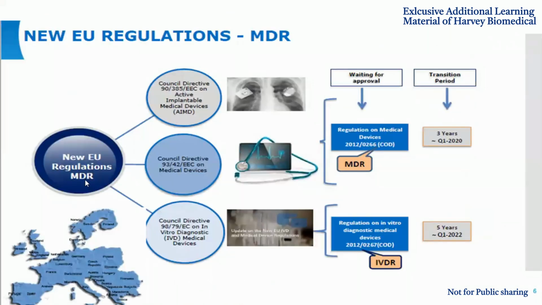You see here, the regulations, the MDR. Earlier, 90/385 is the AIMD and 93/42 is the medical device directive. These two directives were there. Earlier, they would submit any active implantable medical device under 90/385/EEC and submit an application. They will get a certificate under CE mark.